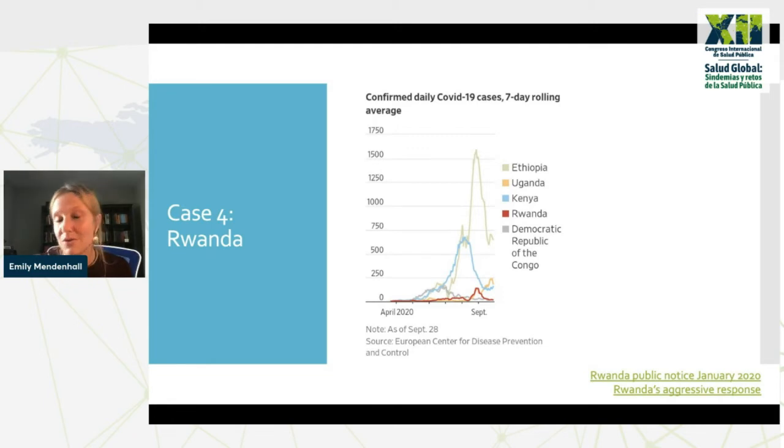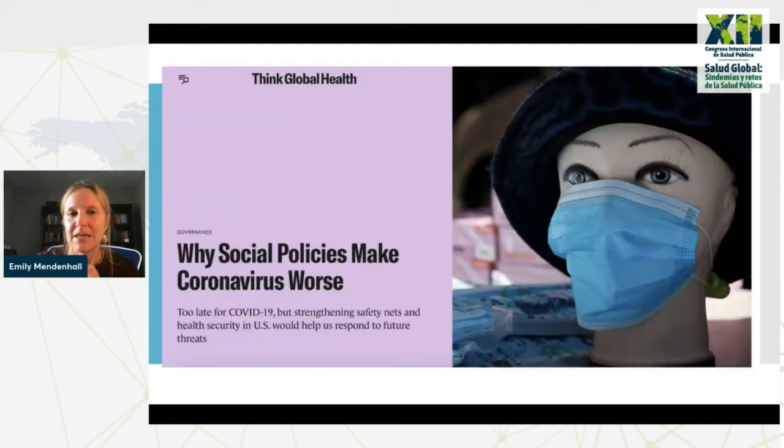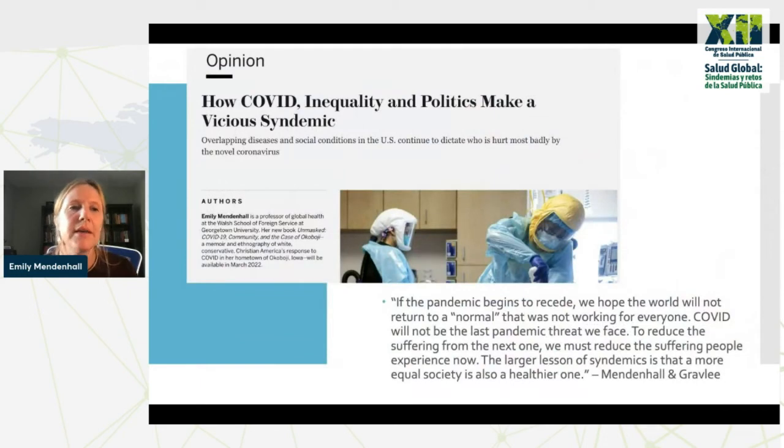And I wrote in Think Global Health that the United States really needs to clean up its own act. We have no right to critique others, especially in that moment when we were failing so terribly in responding to COVID. And then I wrote a bit later, with Lance Gravely, about how COVID inequality and politics cultivated this vicious syndemic. And I argued that the lesson of this work is really that a more equal society is a healthier one. And of course, this is pretty much the bread and butter of social determinants theory. And all of these scholars have been working towards a more equitable world, but also to really recognize how fundamental political determinants are.